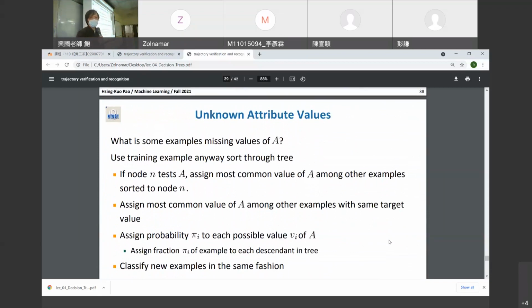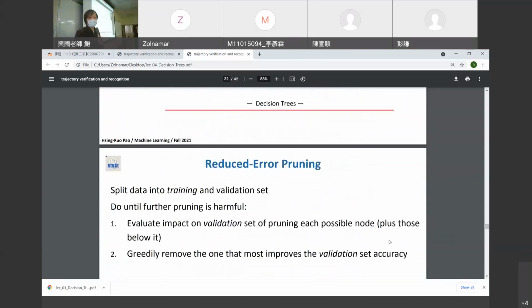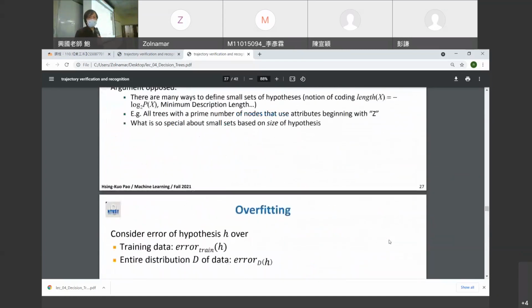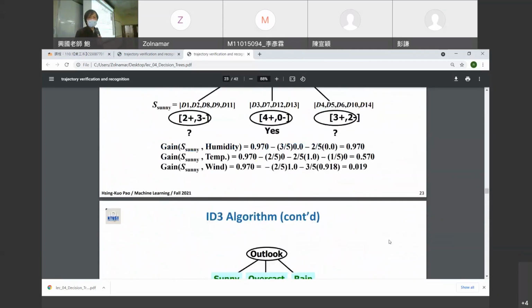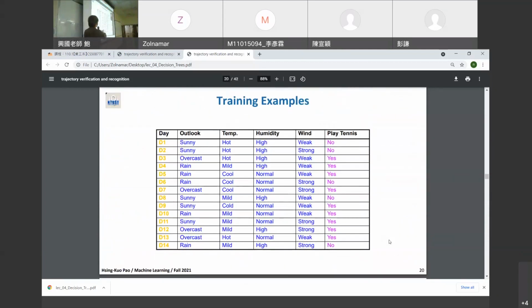Missing value is a big problem, because when we have data like this, if we have missing values here and there, how do we deal with them? First of all, you need to ask yourself whether this missing is systematic missing or non-systematic missing.